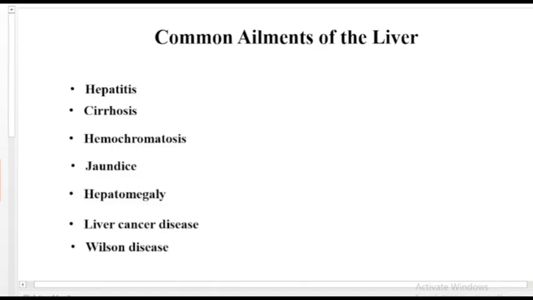All right, now we look at the common ailments of the liver. The term ailment simply means the illnesses or the diseases that affect the liver. And the illnesses that affect the liver include these: hepatitis, liver cirrhosis, hemochromatosis, jaundice, hepatomegaly, liver cancer, also Wilson disease. There are other ailments which are not listed here. So these are the ailments of the liver, meaning these are the diseases that affect the liver.